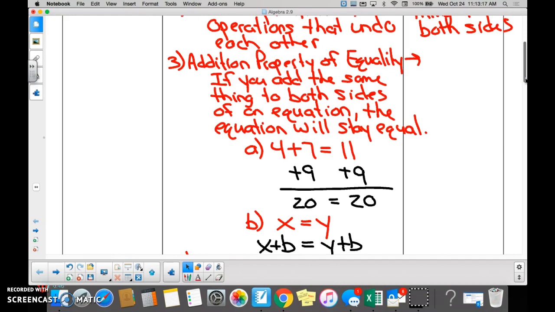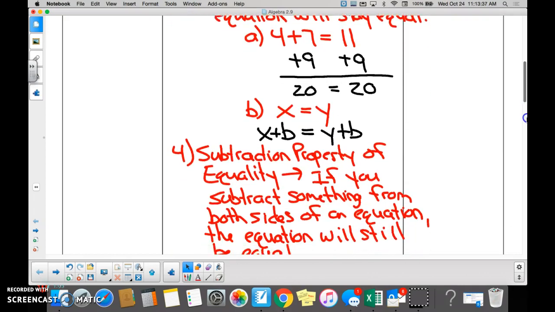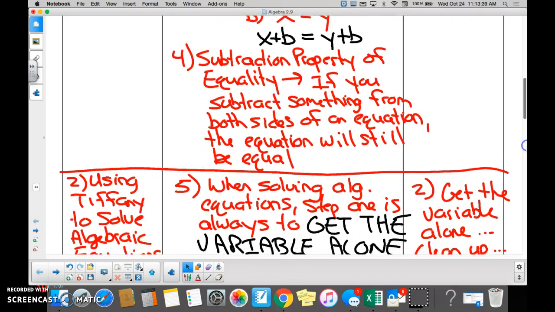Basically, the properties of equality state you must what? Add the same thing to both sides. Add or subtract the same thing to both sides, right? So just do the same thing to both sides. We're going to get into multiplication and division, and it's also going to hold true for them. So some good examples there in the vocab of the subtraction and addition property of equality.